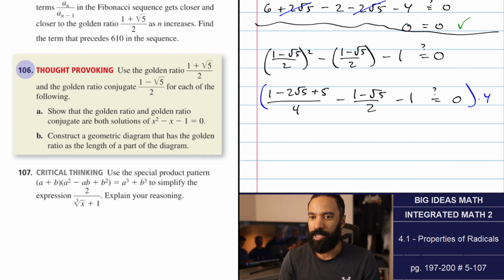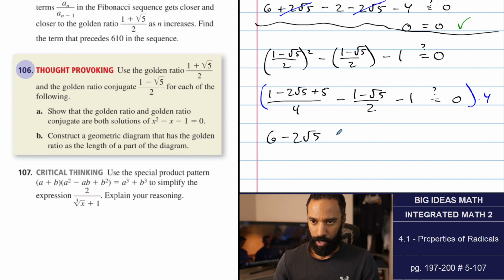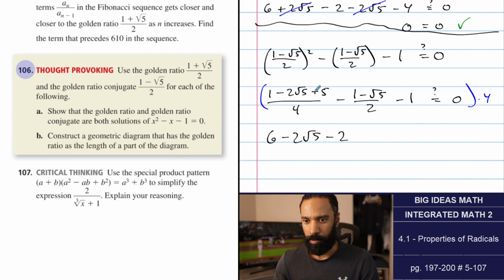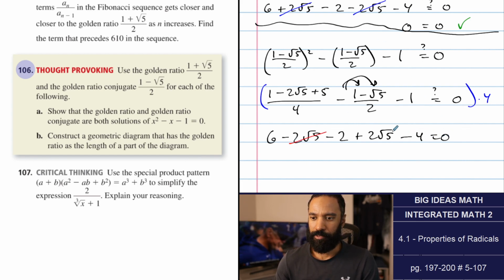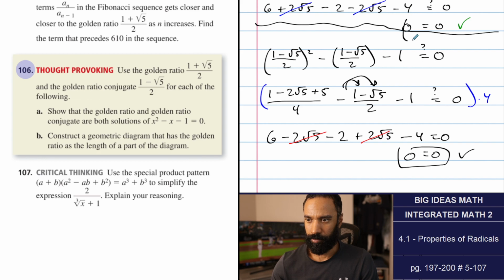So now it's going to become, ultimately, 6 minus 2 root 5 minus 2. Oh, because the 1 plus 5 is 6. Minus 2 plus 2 root 5, because the negative distributes into these. Remember, it's 4 times that. Minus 4 equals 0. And the same thing happens. Negative 2 root 5 plus 2 root 5 is 0. 6 minus 2 minus 4 is 0. So 0 equals 0. And that checks out.